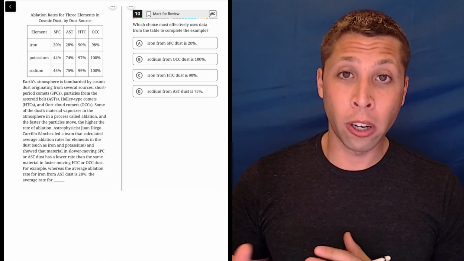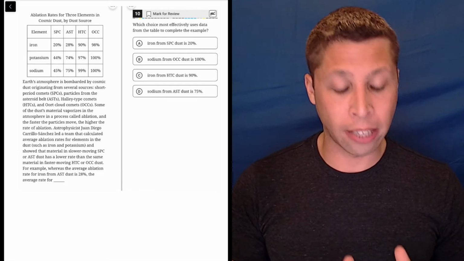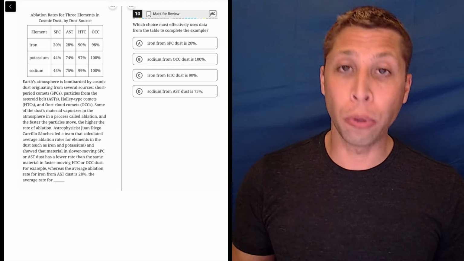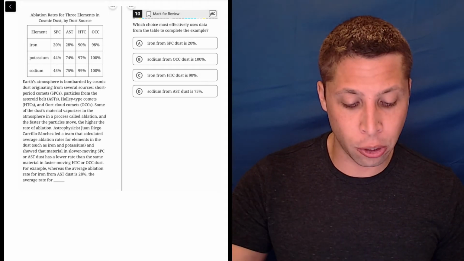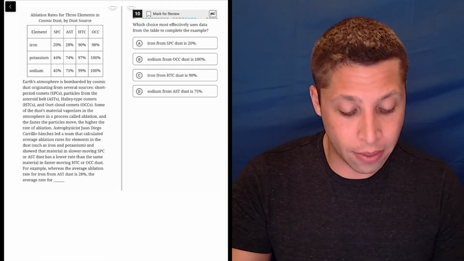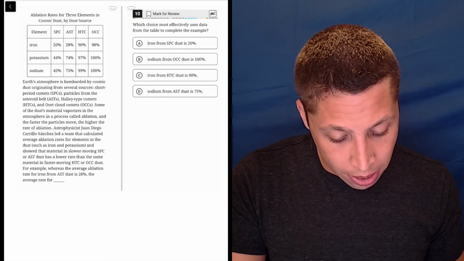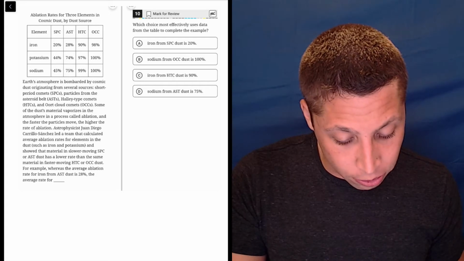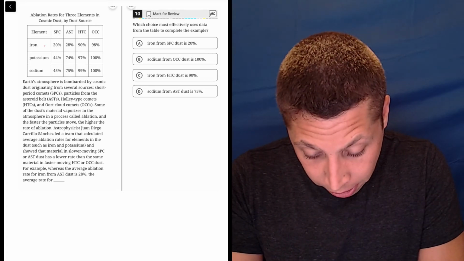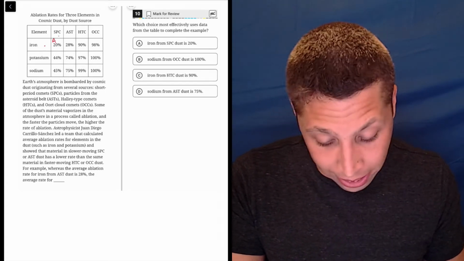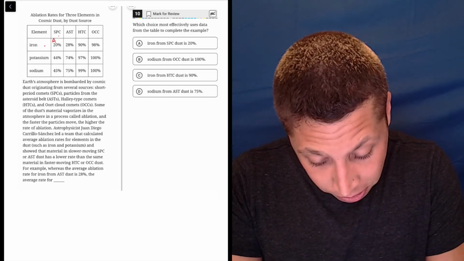Step one for a chart or graph question, especially with these kind of short answer choices, is just check the truthfulness of the choices, right? We need something to use data from the table. Let's just see if this data is correct. So without really understanding anything that's going on, iron from SPC dust is 20%. So iron, SPC, 20. Okay, that's choice A. That seems true.